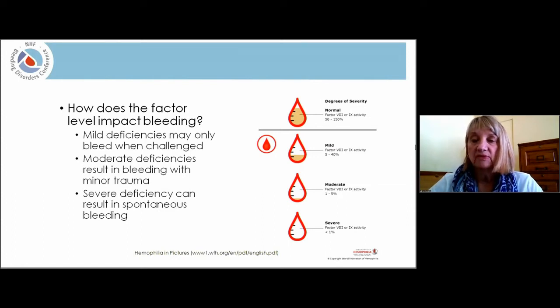Patients with moderate hemophilia are those who have between 1 and 5% circulating factor 8 or factor 9. And those patients can bleed with more minor trauma, but typically do not exhibit spontaneous bleeding. Whereas those patients with severe hemophilia, less than 1% circulating factor 8 or factor 9, can have bleeding with all of the things I've mentioned before, surgeries, accidents, things like that, but they also can bleed spontaneously without a reason.